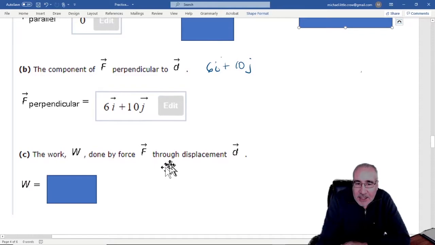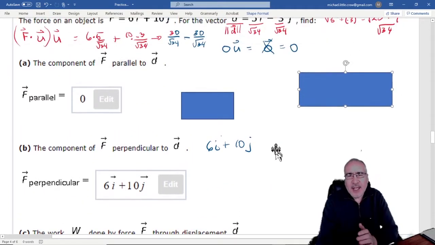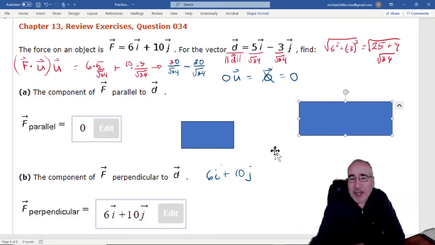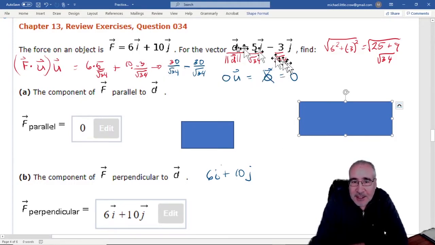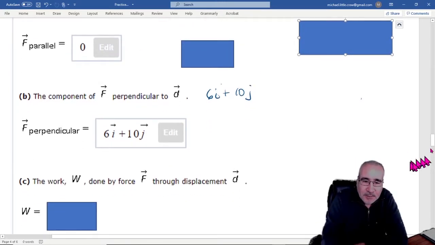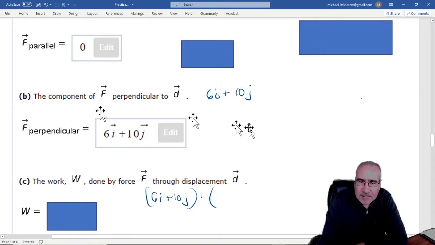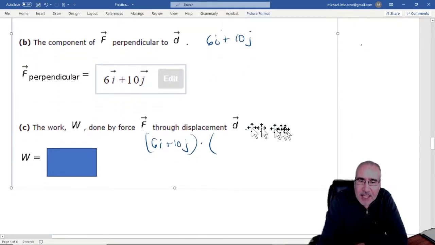Now, we come down here, we still do the dot product of the force vector times this. There could be some work done. Now, you might be thinking, if the force is perpendicular, how could you do any work in this direction? Probably not possible, but let's just do it. Let's do a dot product between these two, 6i plus 10j, and dot product with, what was that? That was 5 and 3, I think. Yeah, 5 and negative 3.